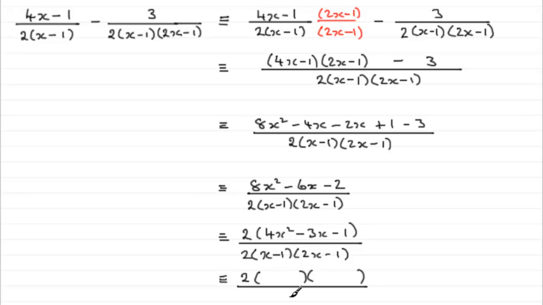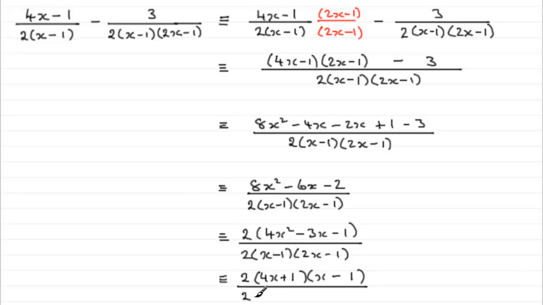Okay, and what's going to go in those? Bit of trial here. It's going to be a 4x plus 1 and an x minus 1. That's right. If you check that out, you've got 4x squared minus 4x plus 1x, that's the minus 3x, and 1 times minus 1 is the minus 1. So you might have to just try out a few ideas before you factorize it. So there we go, that's the top.